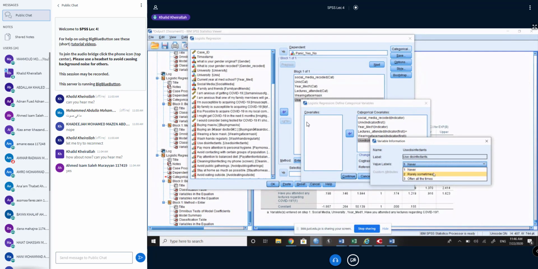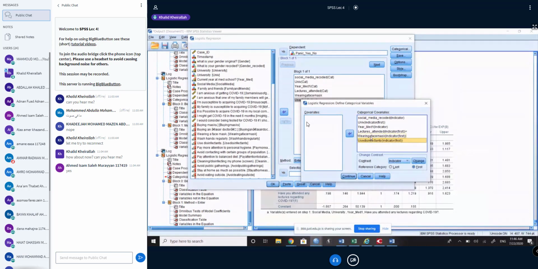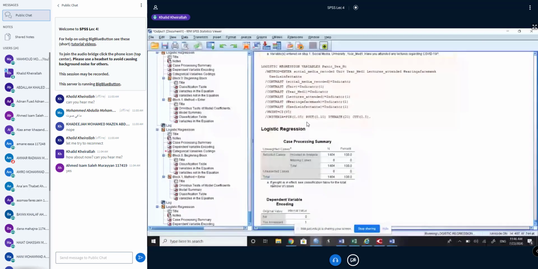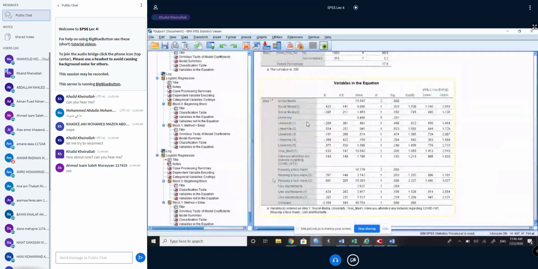And we are comparing the risk or the odds ratio of rarely, and the odds ratio of often, all these two values, for using disinfectant and their effect on having the panic symptoms. Okay. So here's the table. Here's the adjusted odds ratios. You are wearing a mask. We said this is going to be the reference, which is never.